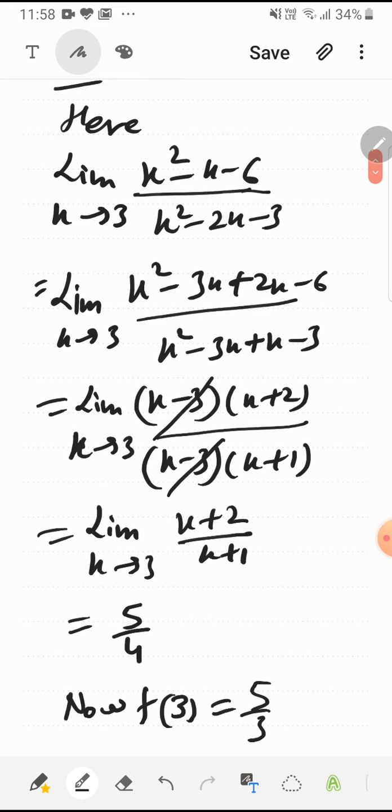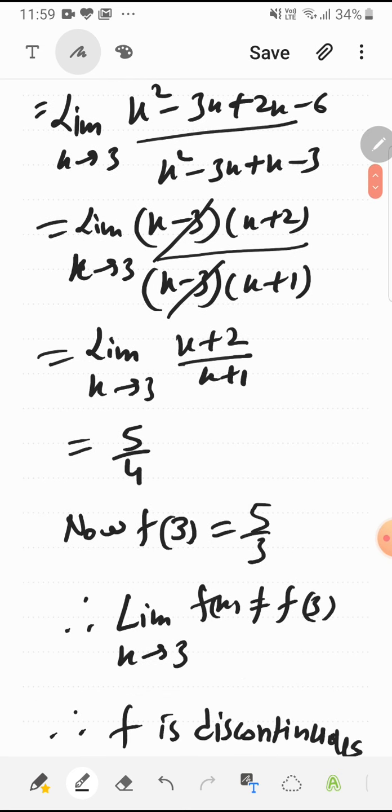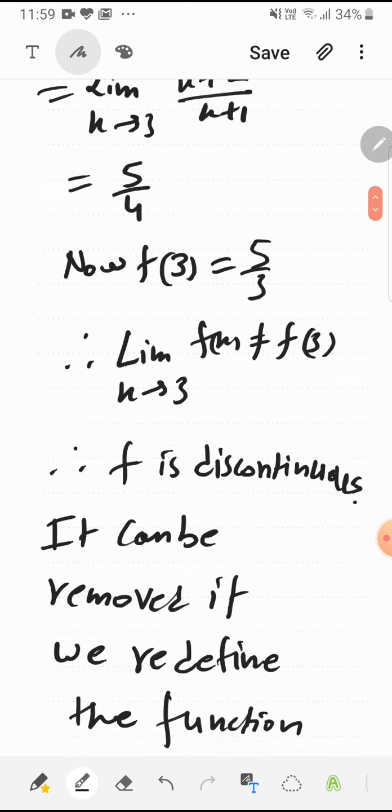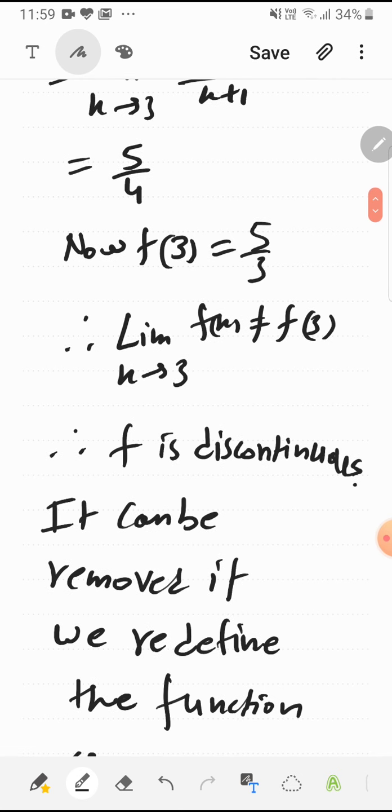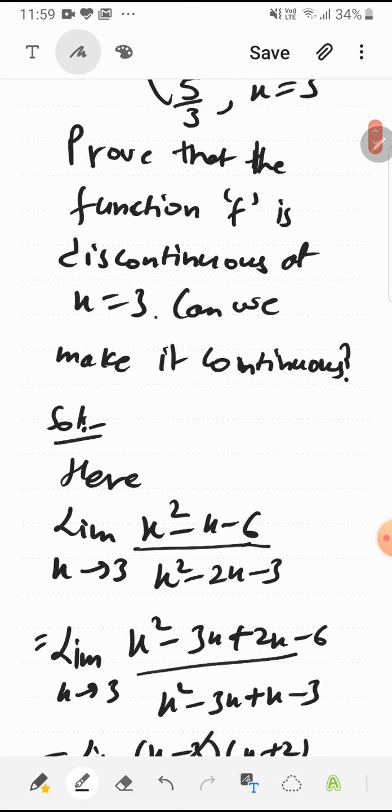Now we can put x as 3, so the limit is 5 upon 4, but f of 3 is 5 by 3. So in this case, limit x approaches 3, f of x is not equal to f of 3, therefore f is a discontinuous function, and hence it is not continuous.